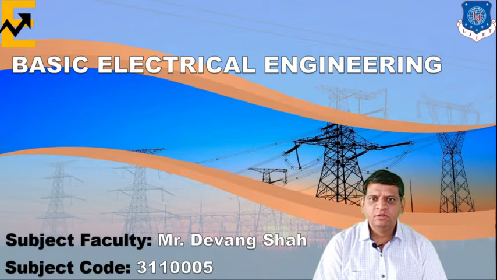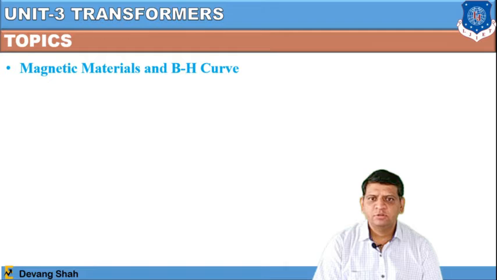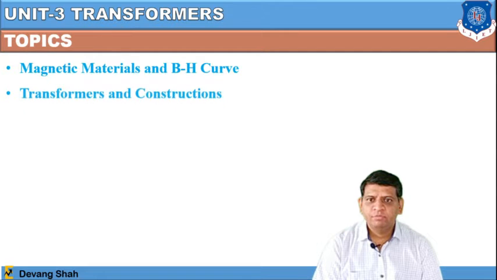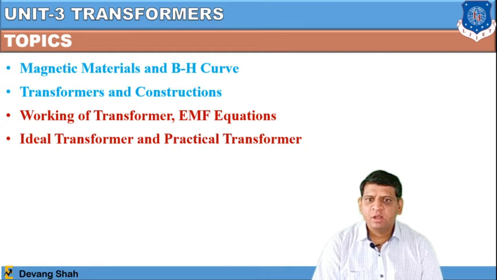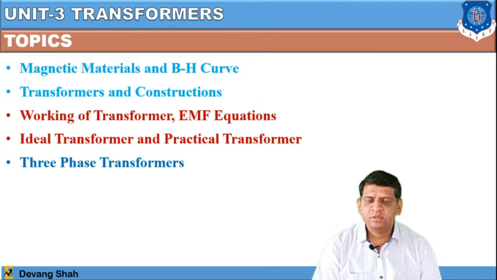We have been learning the subject basic electrical engineering, and in basic electrical engineering we have been learning the chapter called transformer. Some topics we already discussed in our previous sessions, like magnetic materials and BH curve, then transformer and their construction, then working of transformer and EMF equations, ideal transformer and practical transformer, then three-phase transformers, and in today's session we are going to discuss the auto transformer.